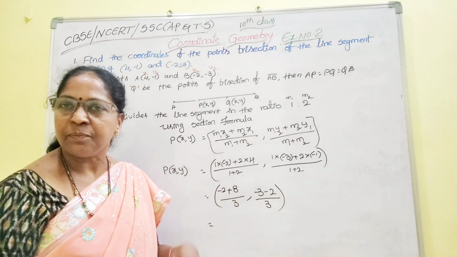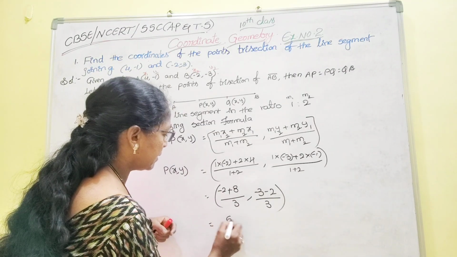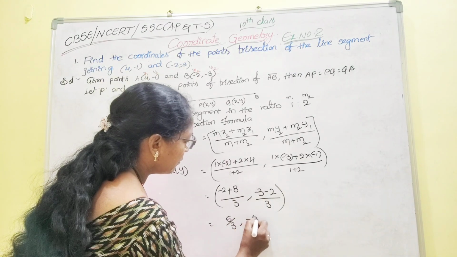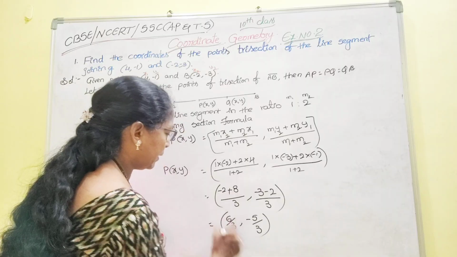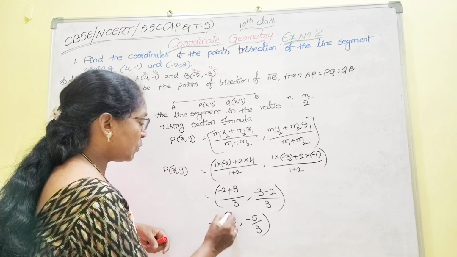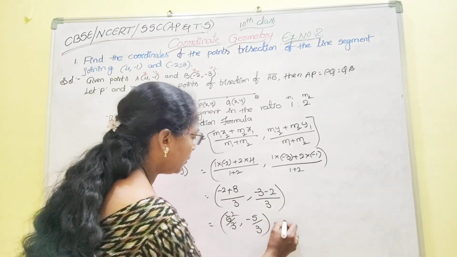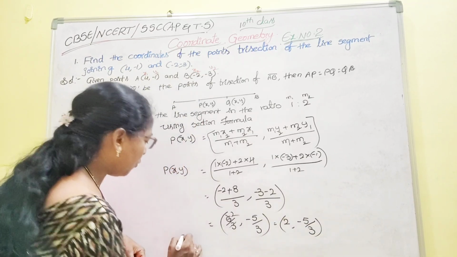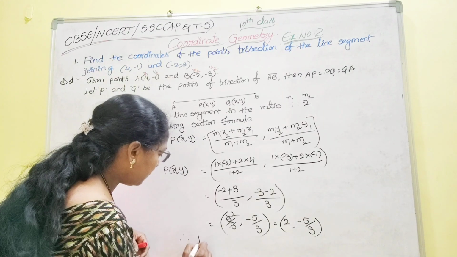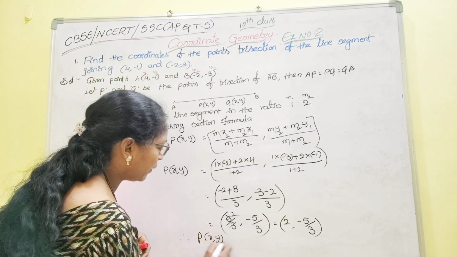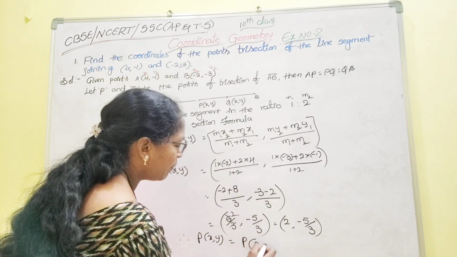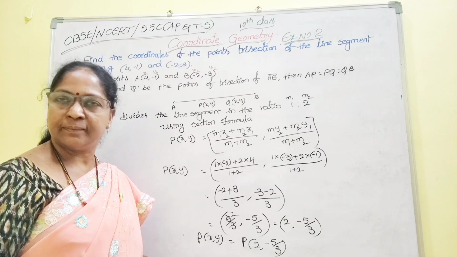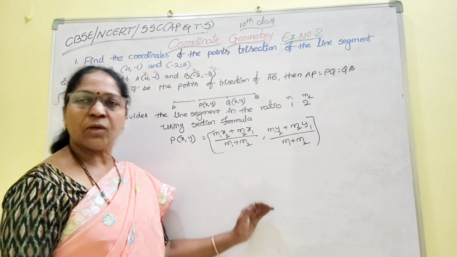That equals (-2 plus 8), which is 6 by 3, comma, (-3 -2) equals -5 divided by 3. Now in 6 by 3, the 3 cancels, so that equals 2 comma -5 by 3. Therefore, P of (x, y) equals P of (2, -5/3). These are the coordinates of point P. So P coordinates are already found.